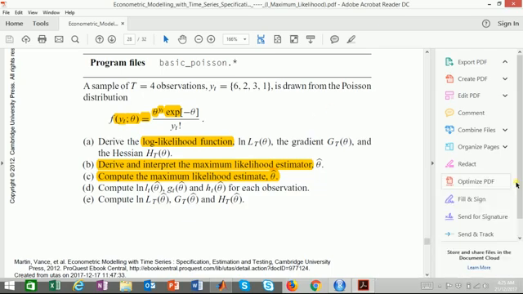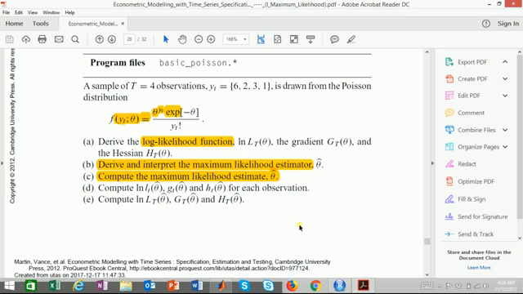We have to compute the maximum likelihood estimate theta hat, and then we have to compute the log likelihood for each observation, the gradient and the Hessian as well, and we have to compute the total log likelihood, parameter estimates, the gradient estimates and the Hessian. So first simply you need to estimate maximum likelihood, then gradient, then log likelihood, then gradient and Hessian.